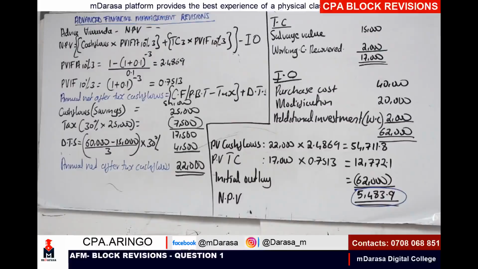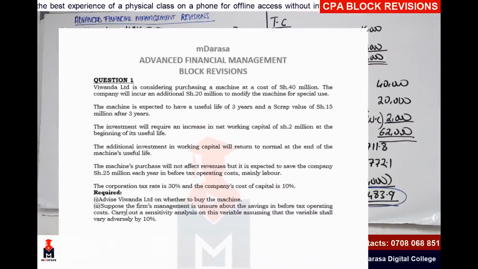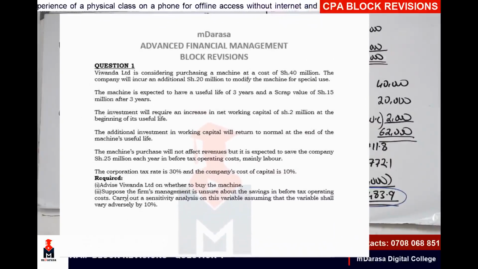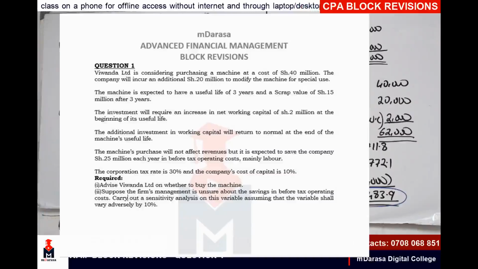What were we told? The next item here, if you can check our question clearly. Part number 2. Part number 2 is telling us what? Our good examiner is asking us, suppose the firm's management is unsure about the savings in before tax operating cost. Carry out a sensitivity analysis on the variable, assuming that the variable shall vary adversely by 10%.